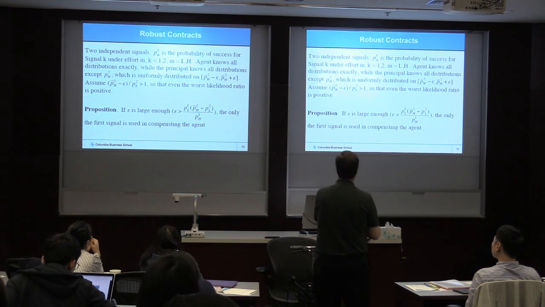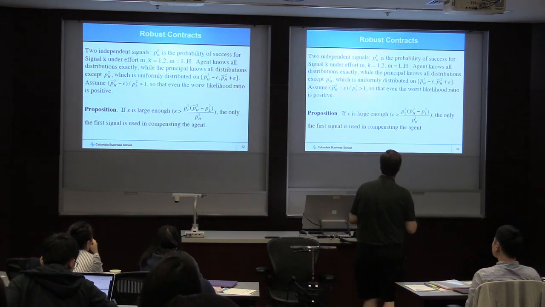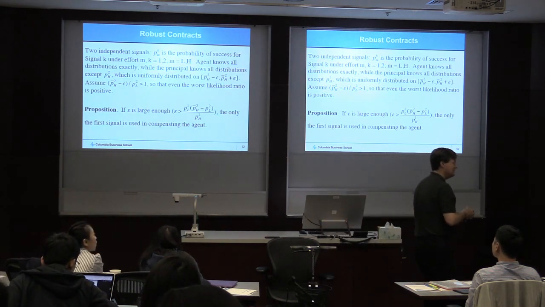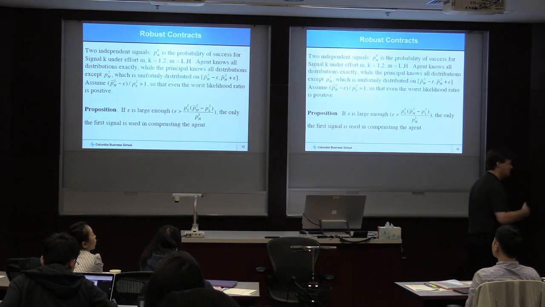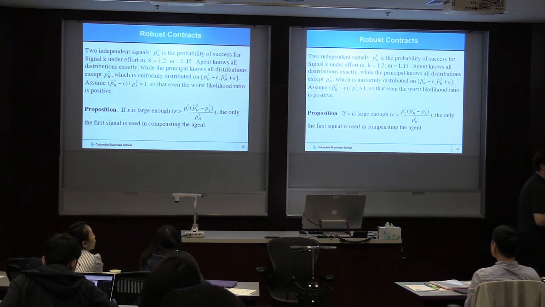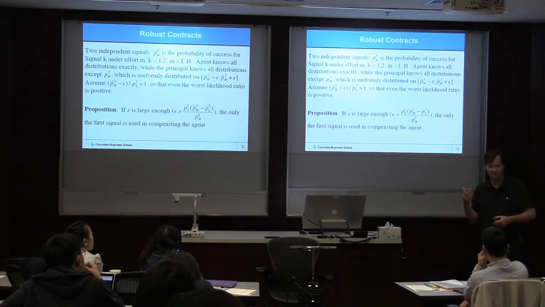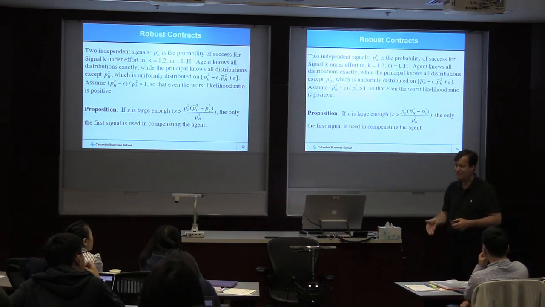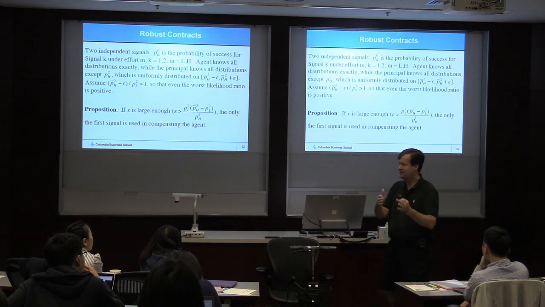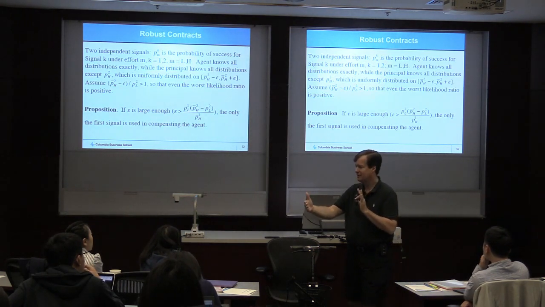There are two independent signals. So this isn't really relative performance evaluation, right? There are two measures of your performance. There's stock price and their earnings. And one of those measures, the principal knows the probability distribution of. That's measure 1. And the second measure, the principal only knows that p is uniformly distributed on some interval.